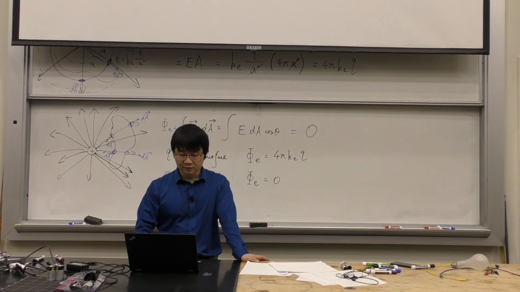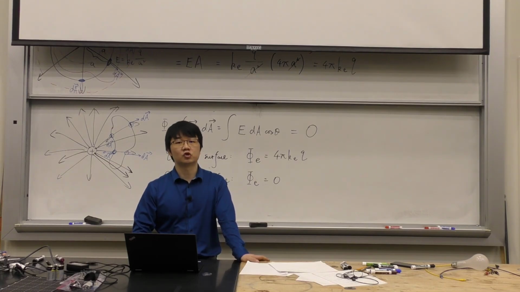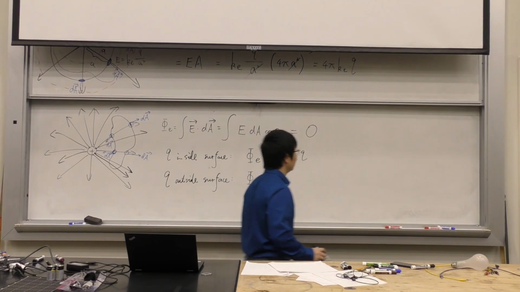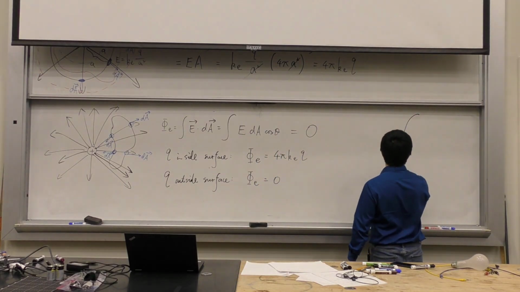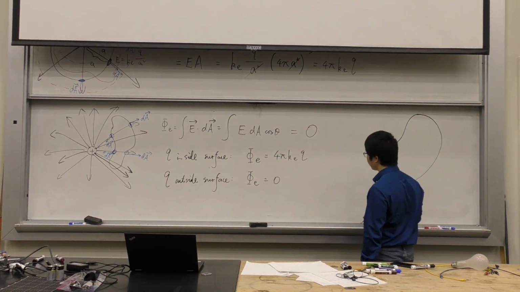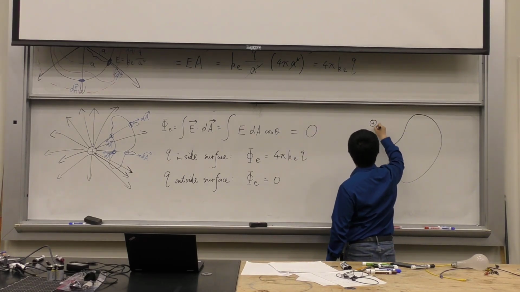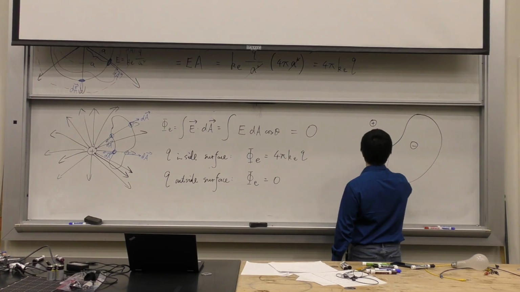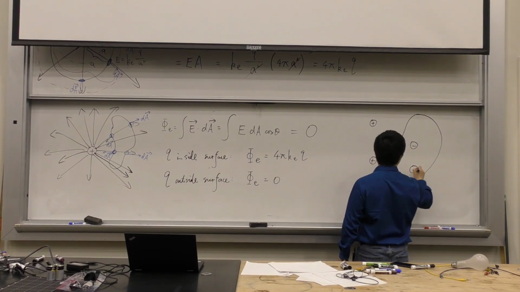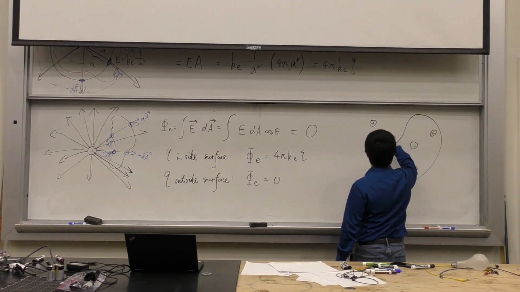Now we can generalize this to a combination of charges, right? So now say I have a crazy surface like this, okay? Now I have a bunch of charges here, right? This charge is outside, this charge is inside, this charge is outside, this charge is inside, inside, outside, inside, outside.